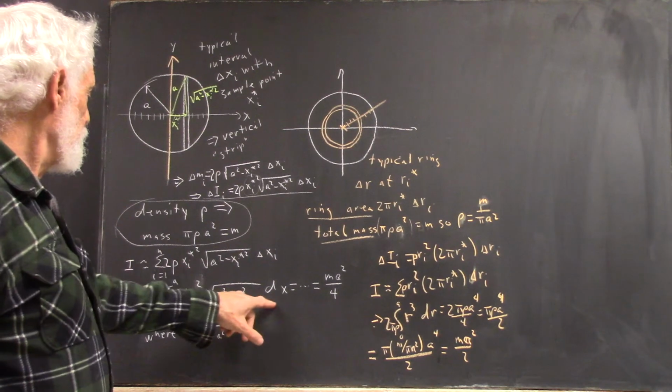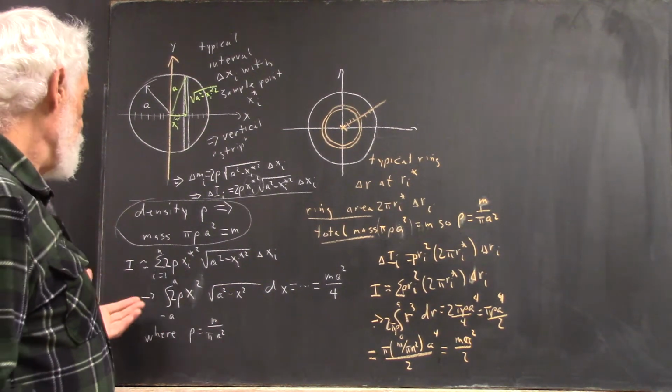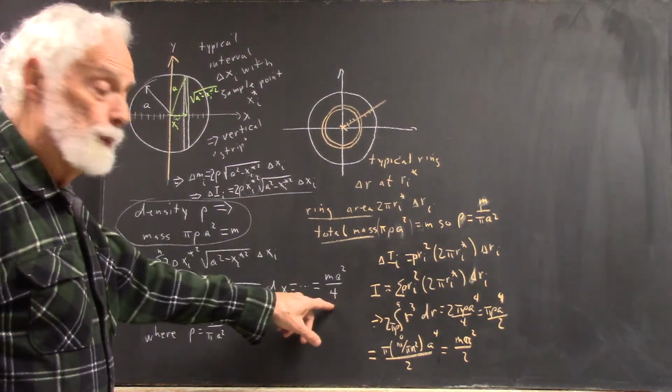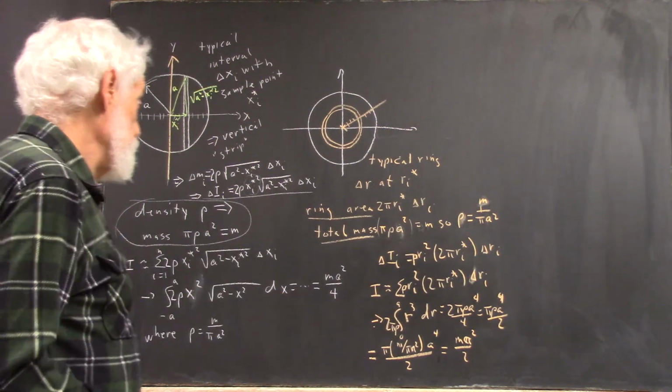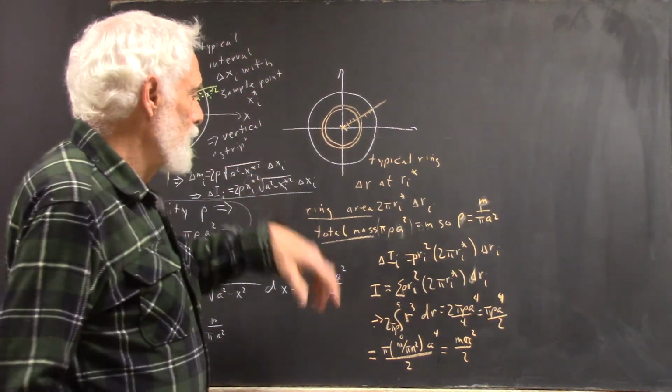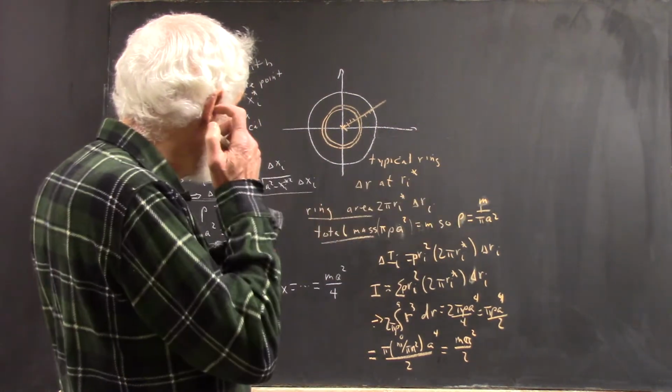So when you get your result here, you replace rho, either before or after, by m over pi a squared, and then you end up with m a squared over 4. Okay? Now I wrote this out carelessly three or four times, because you can see the little erasures here.